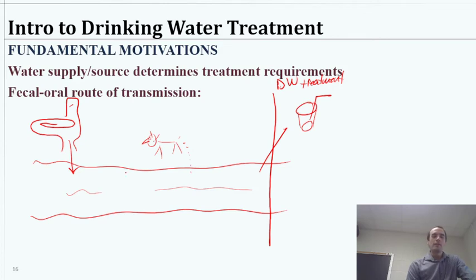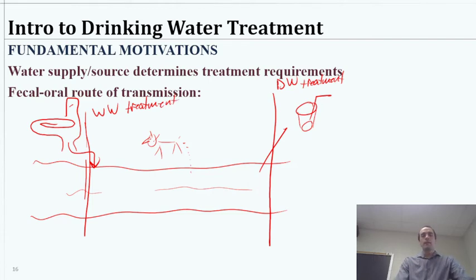The other barrier we tend to have would be a wastewater treatment system. So if we draw it that way, this would be our wastewater treatment. And that's not going to be enough because we know there's animals in the wild, and who knows what's going to be in our water, right? So that's the fecal-oral route of transmission. Sounds pretty gross.